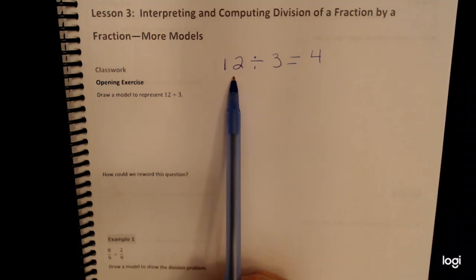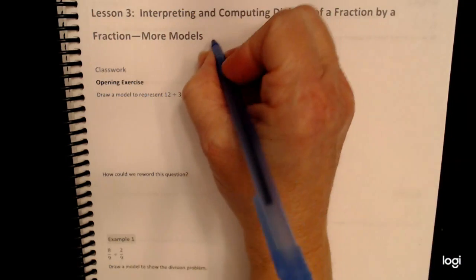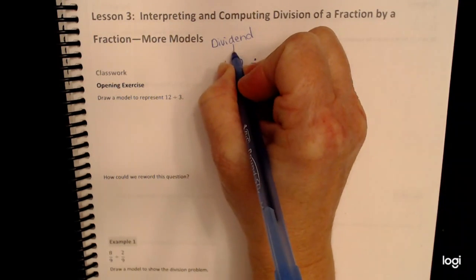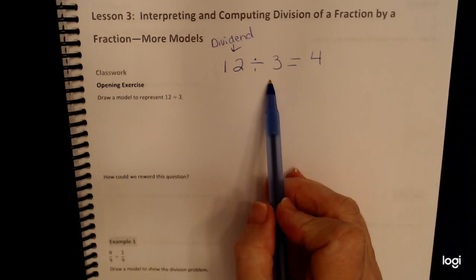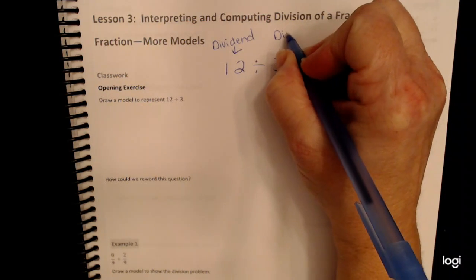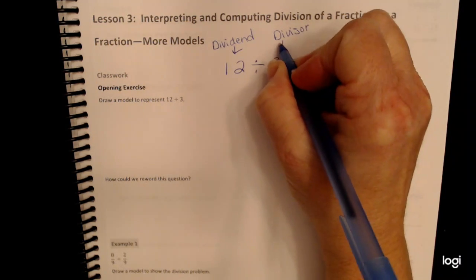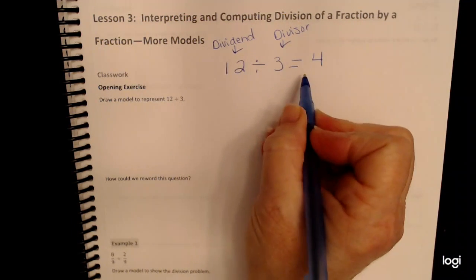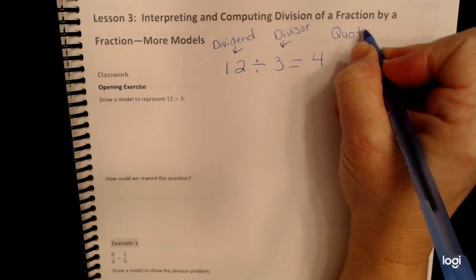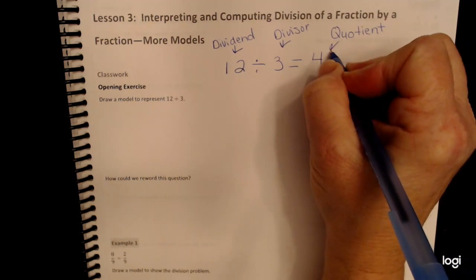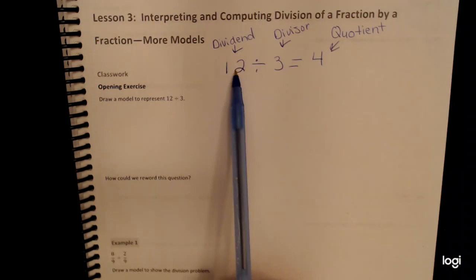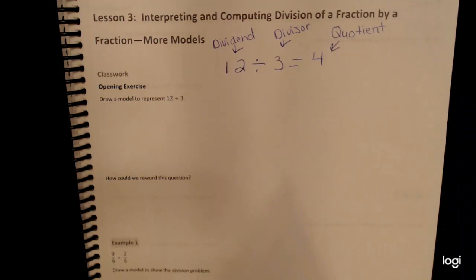This right here is called our dividend, the number 12. So we're going to label it right up here. This is our dividend. We are dividing by the 3, and that is called our divisor. So if you would label this in your book. And then the answer that we get when we divide is called our quotient. Okay, so make sure you have those terms in your notebook so that way you can know what these mean. We have our dividend divided by our divisor equals our quotient.